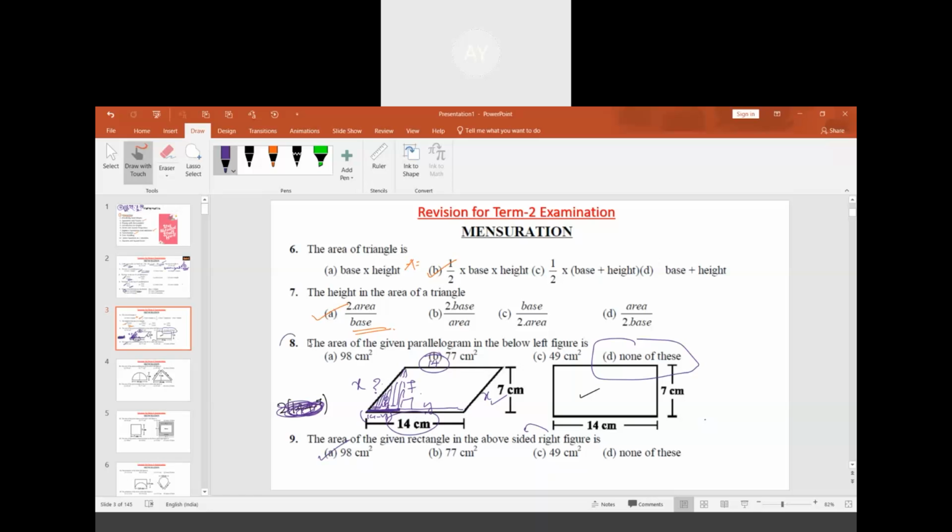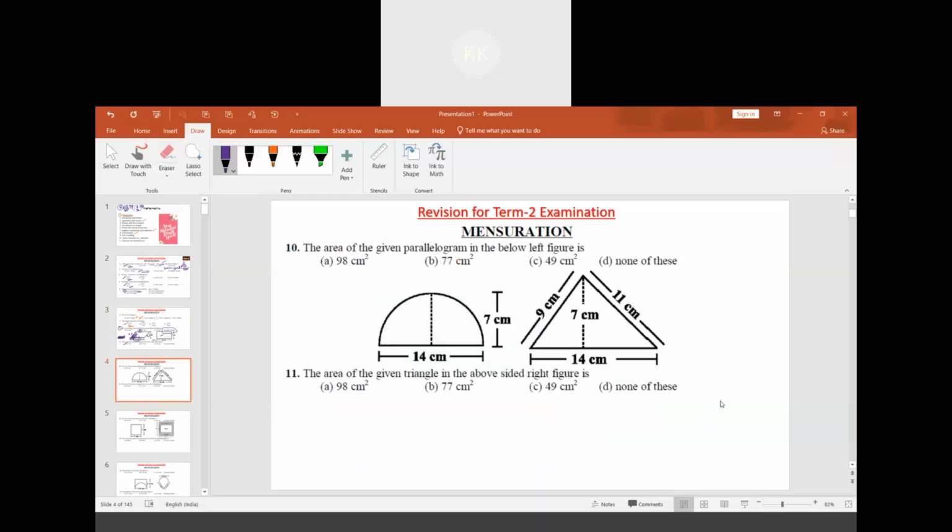We have some questions related to parallelogram. We will make use of Pythagoras theorem. We shall discuss there.